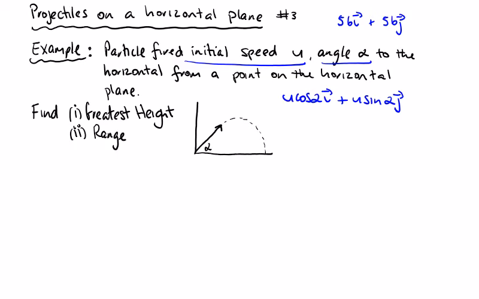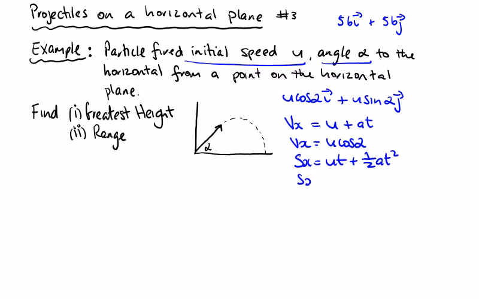And if we apply our formula to this, we're going to get v of x. Just going to write the u plus at. So v of x is equal to u cos alpha. And s of x is equal to ut plus a half at squared. So s of x is equal to u cos alpha times t. Now, in this question, it's the example from the book where they tell you the greatest height and the range. So we're just going to calculate them using these formulas and we'll get the same answer.